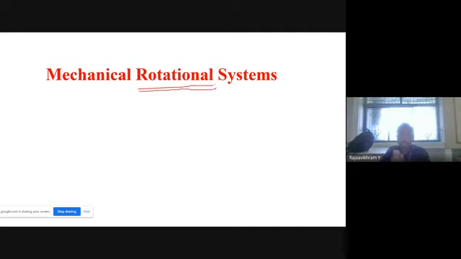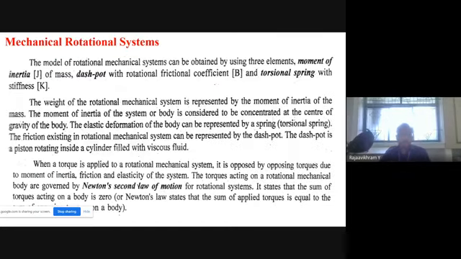Exactly the same analysis, same procedure, and only three parameters we are going to discuss in the rotational system. Previously we discussed mass, dashpot, as well as spring. The same three, but with a slight change in the parameters applicable for the rotational system. So the first one, mechanical rotational system, you listen carefully.